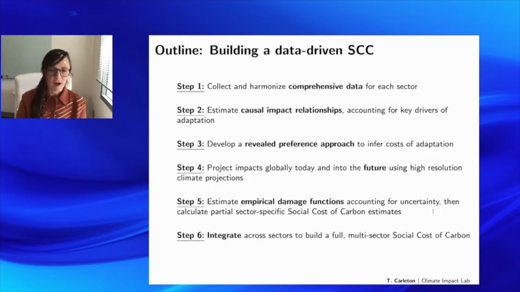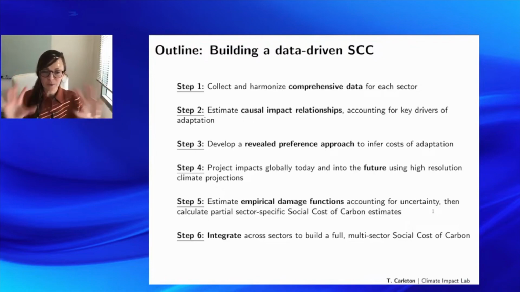This is the outline of how we tackle this problem. We are a data-driven approach here, so we're going to start with data collection, build econometric models that importantly try to capture dimensions of adaptation that we think may be important. We want to think not just about the benefits of adaptation, but also their costs. I will briefly touch on this in this short talk, but happy to answer questions if people are interested.